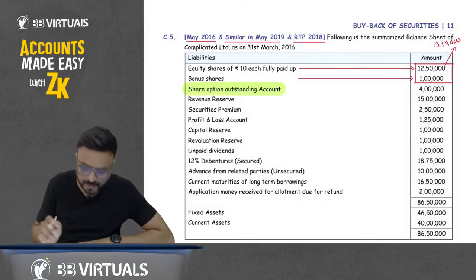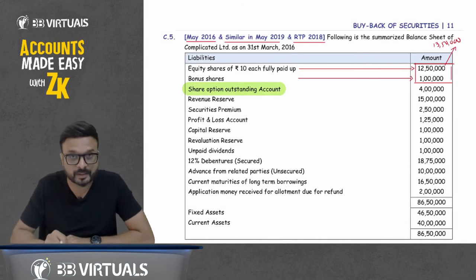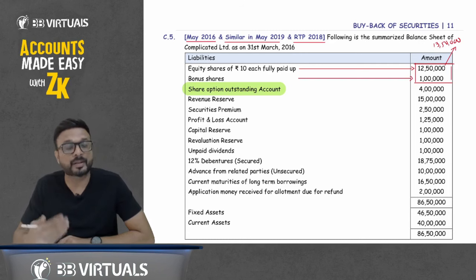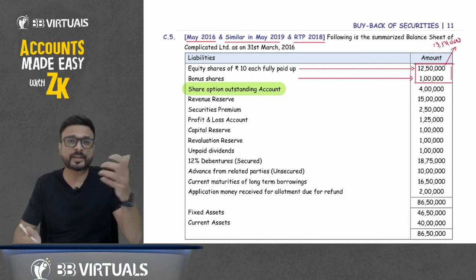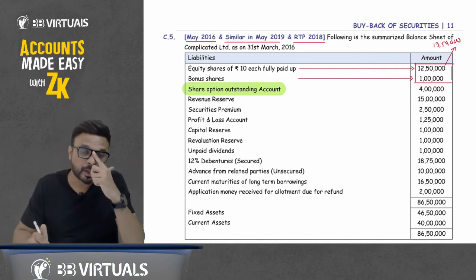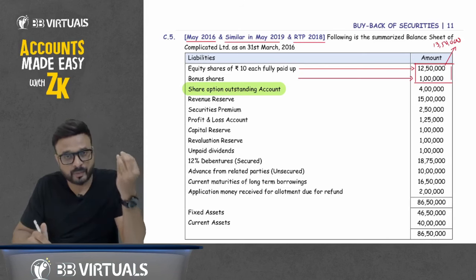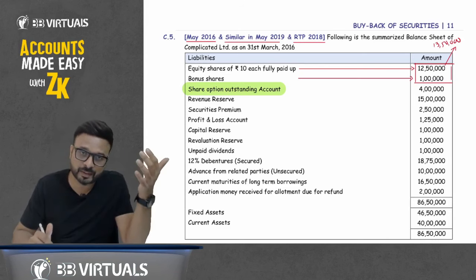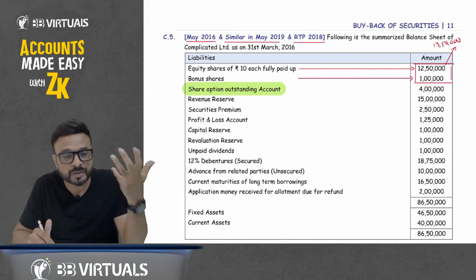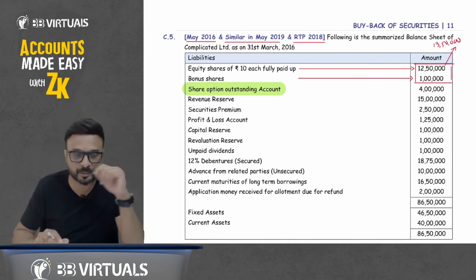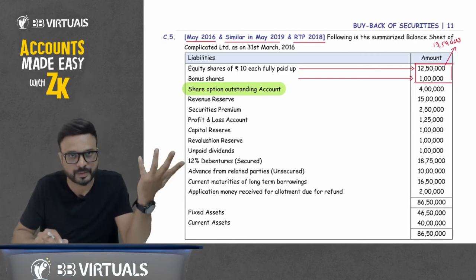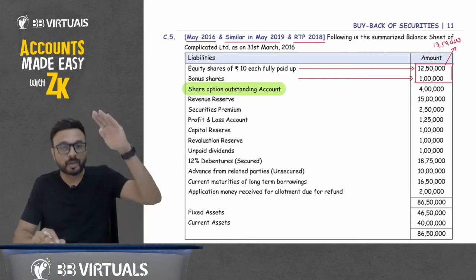Now after this, share option outstanding account. Sometimes a company offers shares to their employees at a price which is lower than the market price. Why do they offer at a lower price? They put some condition on the employee. For example, you have to stay with the company for the next 3 years or 5 years, then we'll give you shares at a price lower than the market price. Suppose the market price is rupees 500, we'll give them at rupees 200.